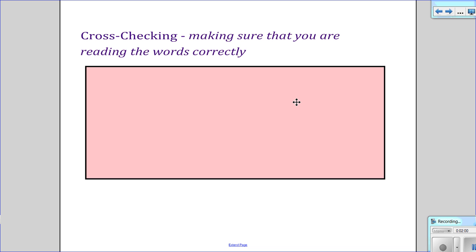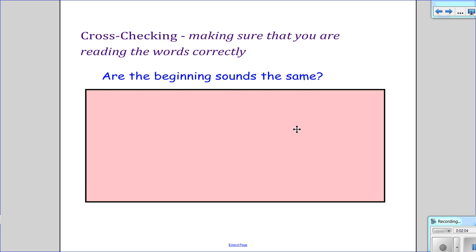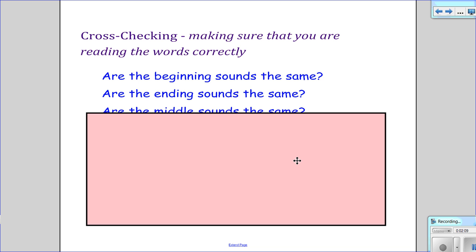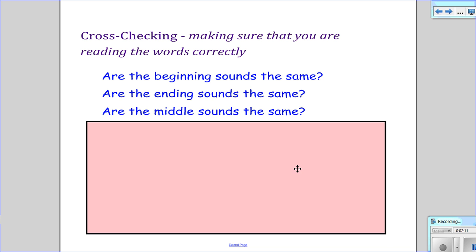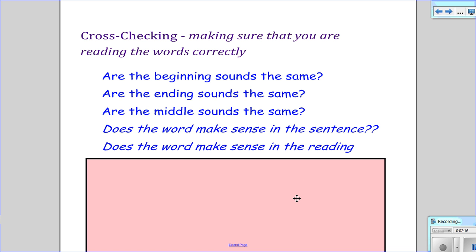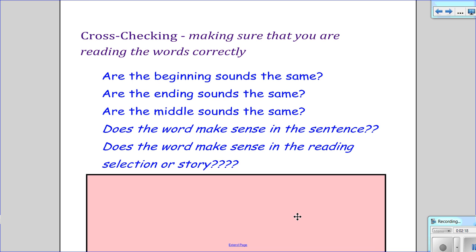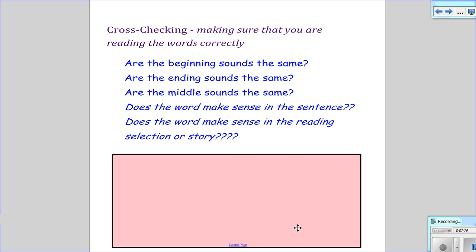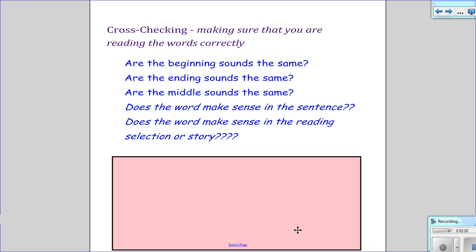Cross-checking is making sure that you are reading the words correctly. You're thinking about if the beginning sounds are the same. Are the ending sounds the same? Are the middle sounds the same? Does the word make sense in the sentence? Does the word make sense in the reading selection or story? All of those are questions that good readers think about when they are reading a story or a selection. They are always cross-checking to make sure that the words they are reading are correct.